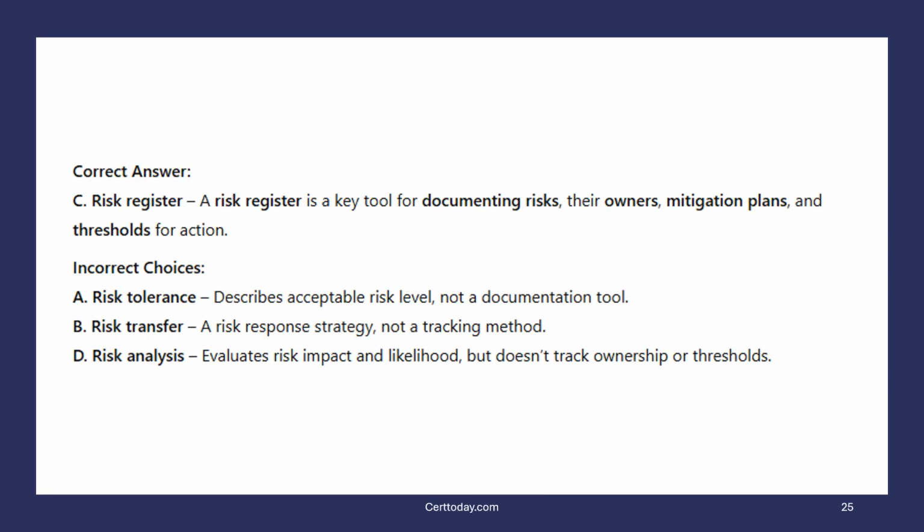The correct answer here is C, risk register. A risk register is a key tool for documenting risks, their owners, mitigation plans, and thresholds for action. A is incorrect because risk tolerance describes acceptable risk level, not a documentation tool. B is incorrect because risk transfer is a risk response strategy, not a tracking method. And D is incorrect because risk analysis evaluates risk impact and likelihood, but doesn't track ownership or thresholds.